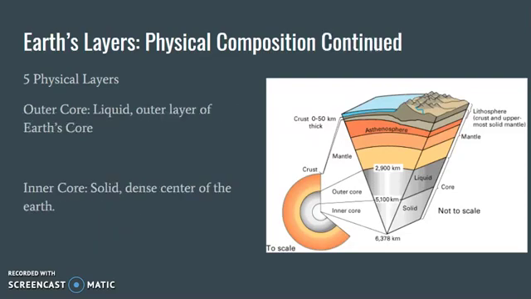Physical composition continued. We've got 2 more layers, the outer core and the inner core. Our core is divided into 2, and the way that we divide this up is really easy. The outer core is liquid, so it's completely liquid, it's flowing. And the inner core is a solid. It's very dense, at the center of the Earth.